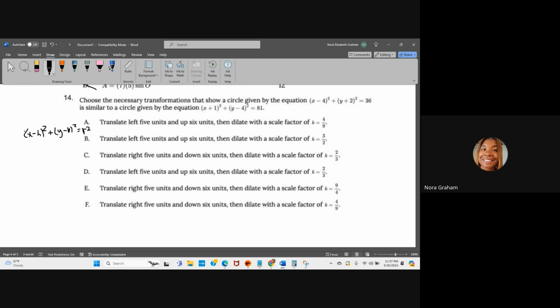And remember, x right here, this is my shift, how much I'm going to shift to the left or right. When I'm dealing with the x minus parentheses, this goes left and right. When I'm dealing with the y minus k parentheses, I'm dealing with going up and down, okay?